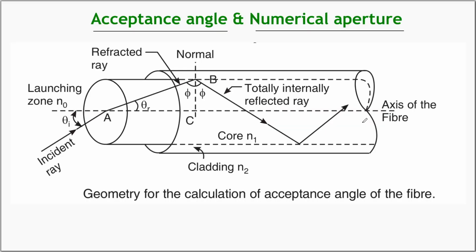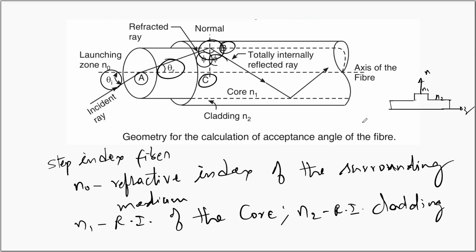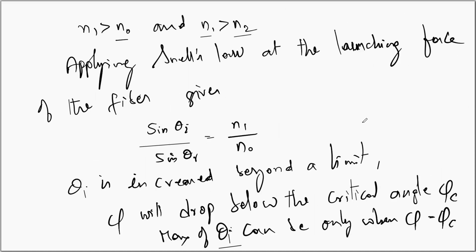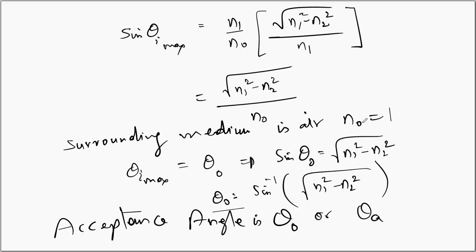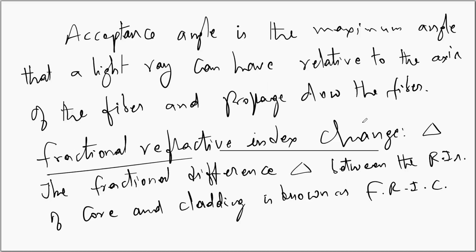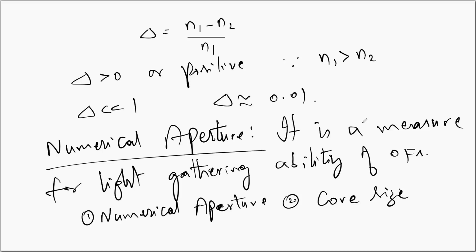In this video, we have started our discussion by considering a step index optical fiber. We have said n0 is the refractive index of the surrounding medium, n1 is the refractive index of the core, and n2 is the refractive index of the cladding of the optical fiber. We have applied Snell's law at the launching face of the fiber, and we have obtained a relationship for sin theta I maximum as n1 upon n0 cos phi c, where phi c is the critical angle of incidence for the core cladding interface. From that, we have obtained theta 0 or theta A, which is called the acceptance angle, as sin inverse of square root of n1 square minus n2 square, and we have defined the fractional refractive index change delta. We have said delta is equal to n1 minus n2 upon n1.